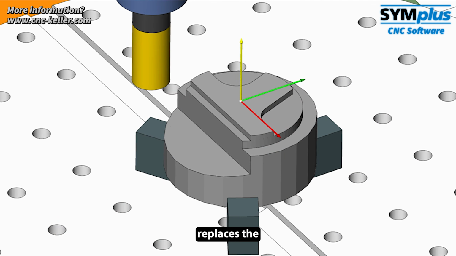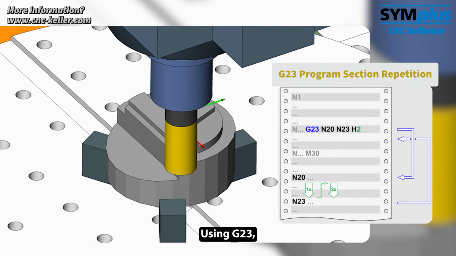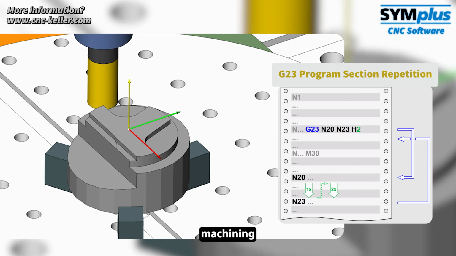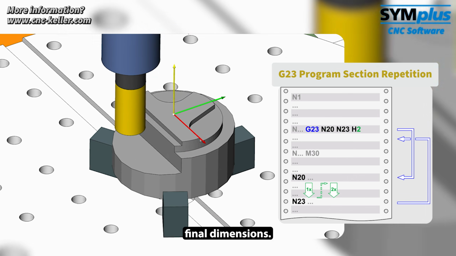The machine then replaces the roughing tool with a finishing end mill. Using G23, the previously programmed machining sequence is repeated to bring the part to its final dimensions.